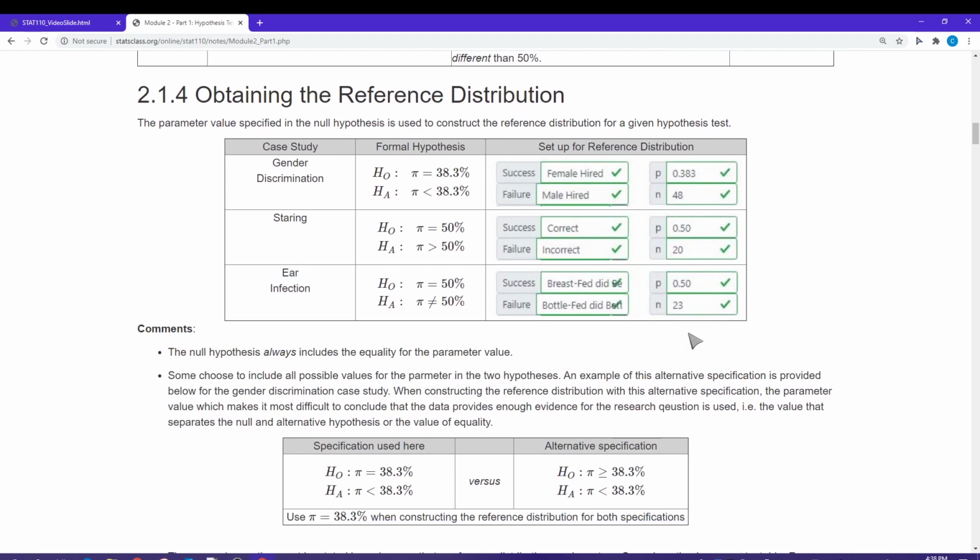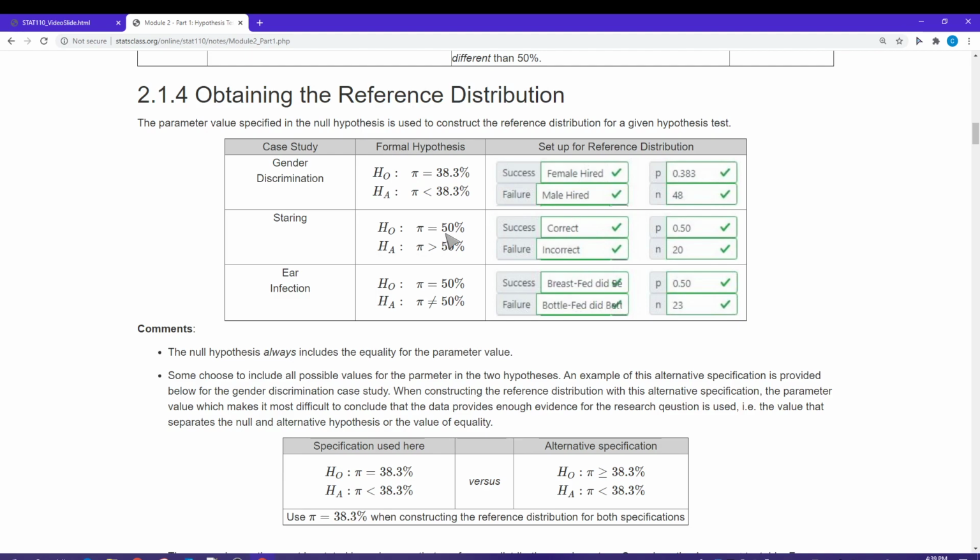Okay, this table here just shows you that indeed the null hypothesis value is what gets put into the app when we're building our reference distributions. So whatever is in the null hypothesis here, for the gender discrimination, that's going to be equal to 38.3%. We put that in the app as shown. Now it needs to go in the app as a decimal value. So I need to move that decimal over 2 places to the left.